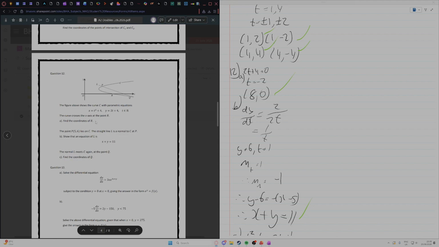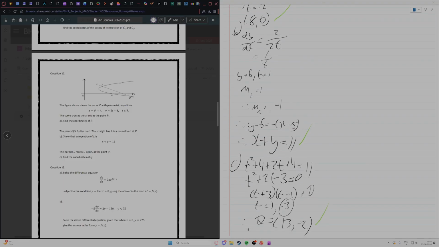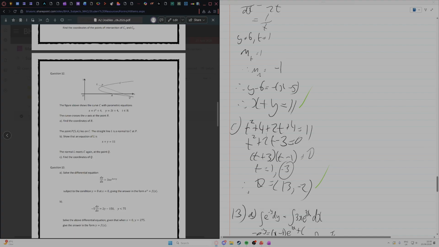Now, question 12, find the coordinates of R, so just set the y1 equal to 0, and then solve for t, and then substitute it into the x1. Part B, dy/dx, like normal stuff, substitute, going to get your y minus y1 equals m(x minus x1), and then you'll get your answer. And then find the coordinates of Q. You do the same thing you did earlier, where you substitute the x and y(t) equations into this equation here and then solve.